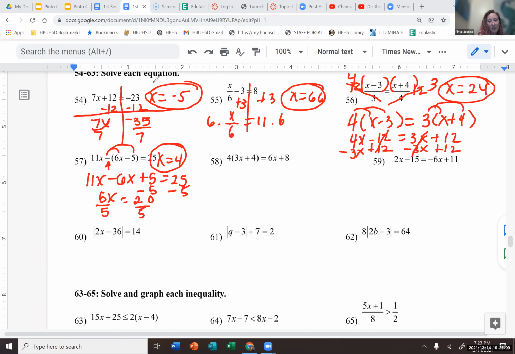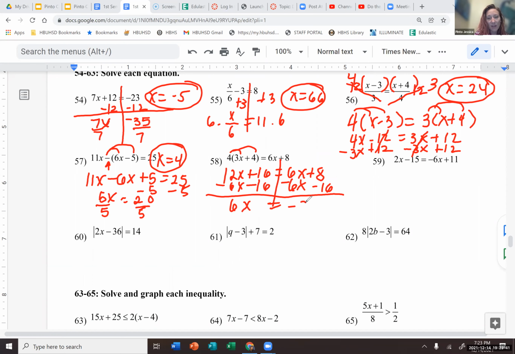So again, on 58, we have to distribute first. And that gives me 4 times 3, 12x plus 4 times 4 is equal to 6x plus 8. This one seems kind of weird because they're so similar. So I'm going to subtract 6x. And I need to make sure that I put my numbers on one side and x on the other. So if these are the x's, I want the numbers over here. So that's 6x, and then this would make -8. Dividing by 6, I get a fraction answer. X is equal to -4/3.